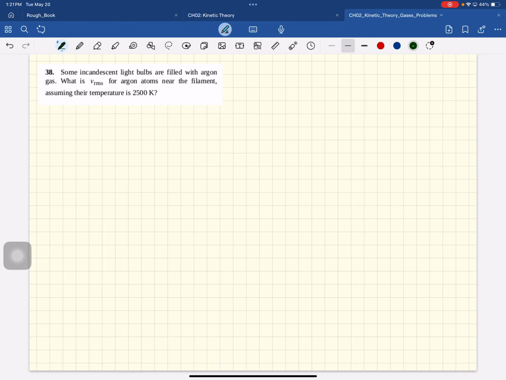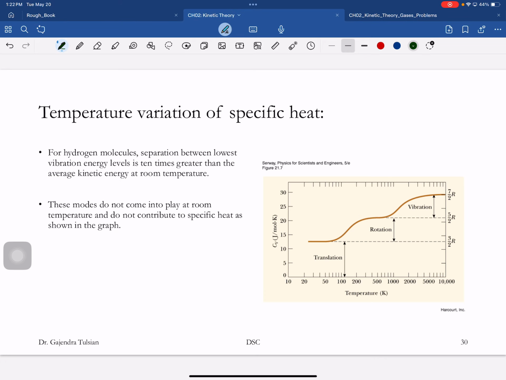All right. Some incandescent light bulbs are filled with argon gas. So argon is a noble gas. What is its VRMS for argon atoms near the filament, assuming a temperature is 2,500 degree Kelvin? So, okay, and VRMS is root 3 on. Okay, let me make sure of the expression.